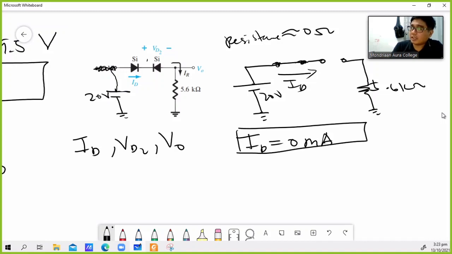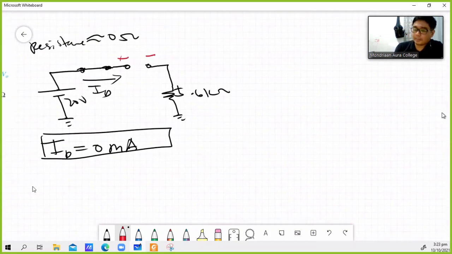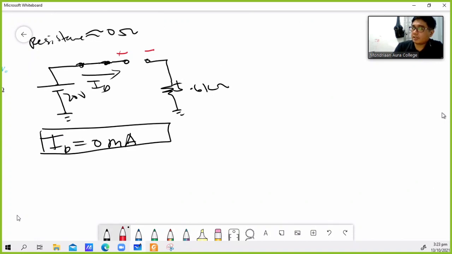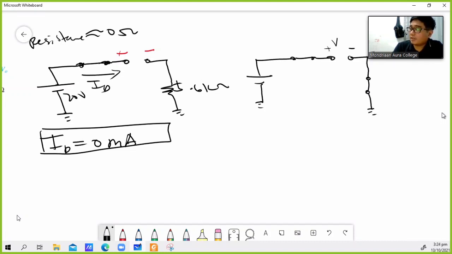V sub D2, ito yan. So, nandirito yung positive. Nandirito yung negative. Okay. I-redraw ko tong circuit na to dito sa right side. So, equivalent circuit niya. Ito. Okay. Walang dumadaan na kuryente sa 5.6 kilo ohm na resistor. Therefore, ang equivalent niya ay short circuit. Okay? So, this is plus minus VD2.